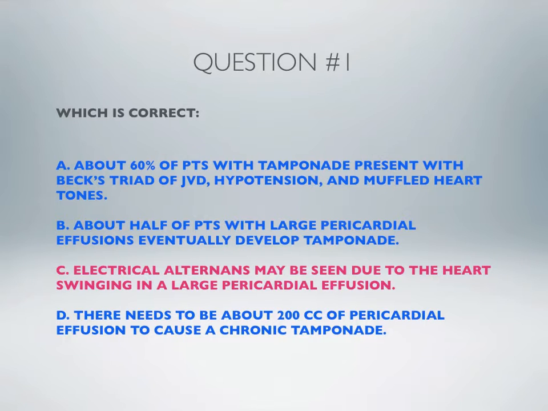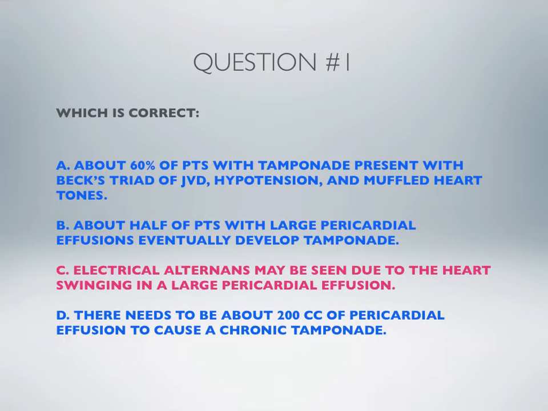A is incorrect. In reality, about 25 to 30% of patients with tamponade, the minority, present with Beck's triad. The same goes for a large pericardial effusion developing tamponade. That's about 25 to 30%. It's a substantially large number, but it's not half.